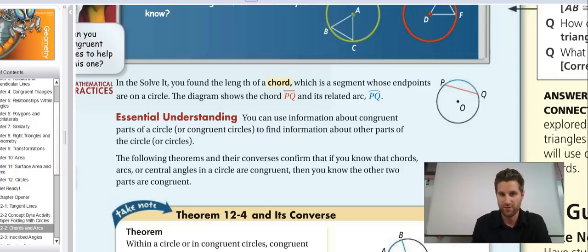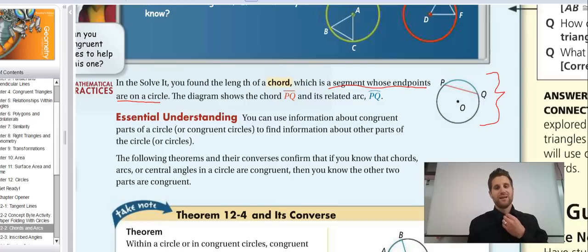So if you found the length of a chord, what is a chord? It's a segment whose endpoints are on a circle. Endpoints on a circle. So actually, a diameter is a special type of chord. And in the diagram right here, I draw this picture as well, and that definition says chord PQ and its related arc PQ. Let's jump into some vocabulary about this information here.